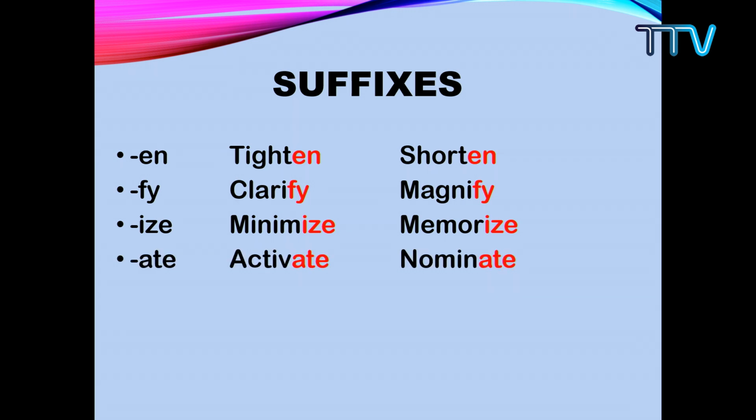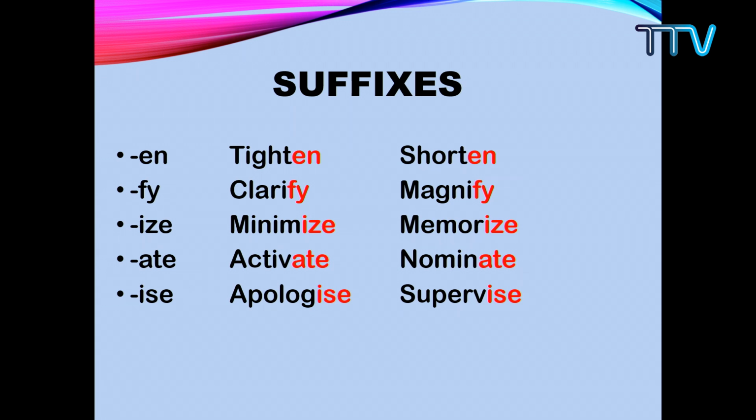Activate, ATE: nominate, activate. Again, see active. If the adjective active is to be converted into a verb, we add ATE, so it becomes activate. Nominate. Apologize, supervise. Now, apologize can be written with S as well. SE is the British one, Z is American. But the second example I have given, supervise: he is supervising the work, she is supervising the work, supervisor. Here we cannot change the S into Z. This is S. Supervise.